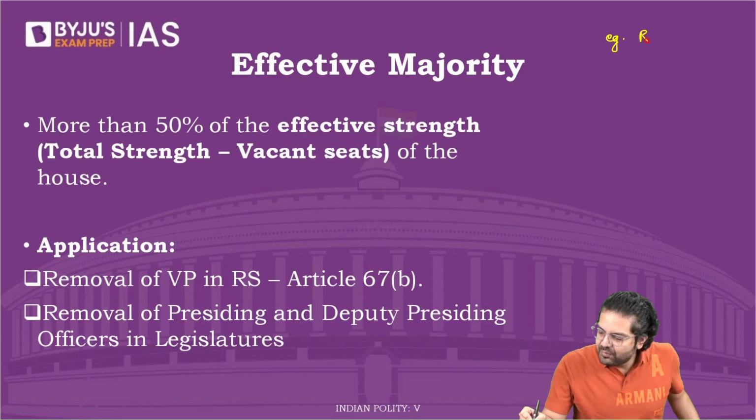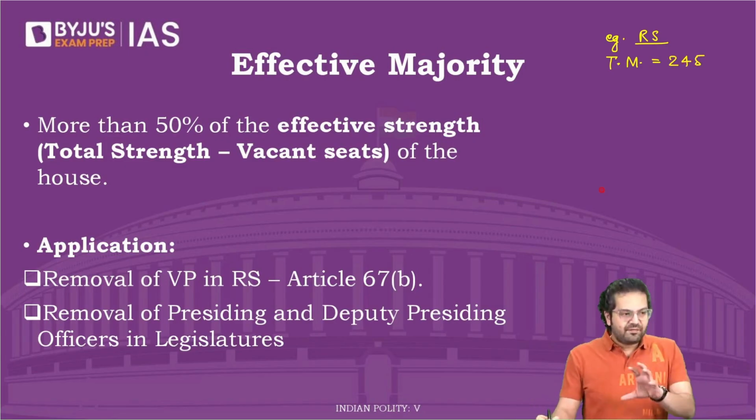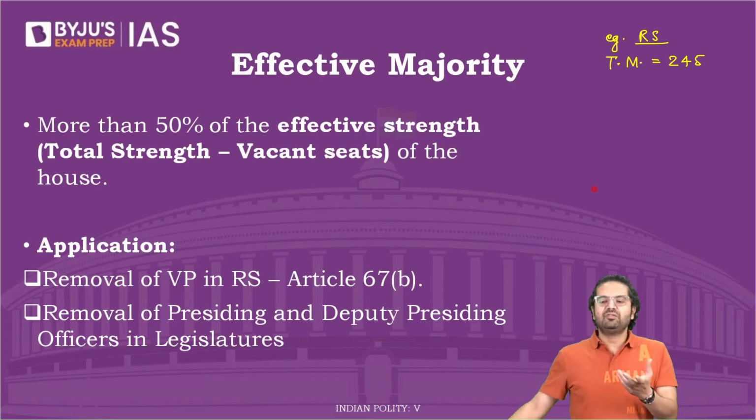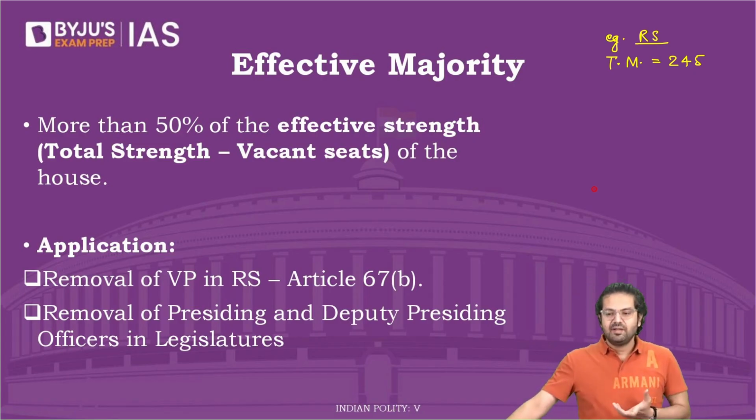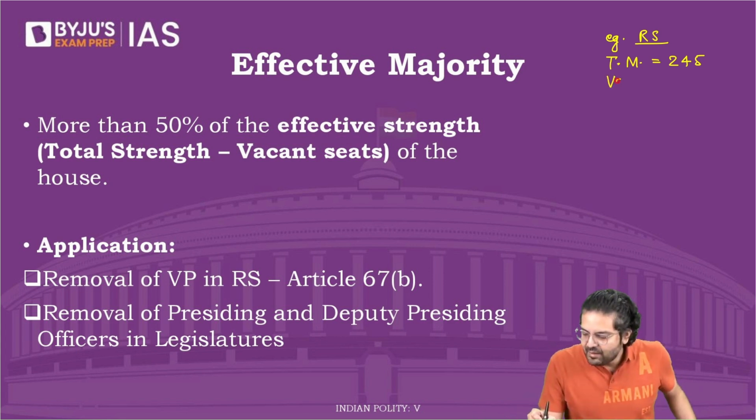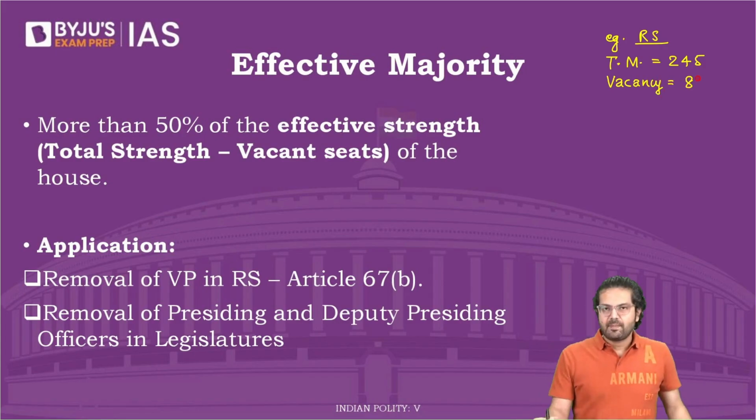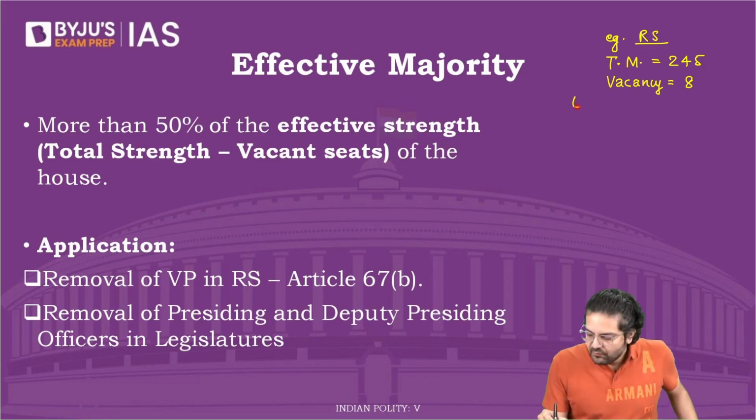Let's take the example of Rajya Sabha. The total membership of Rajya Sabha is 245. Let us assume, remember the assumption, some MPs of Rajya Sabha are going on a bus and 8 MPs are going and the bus crashes. All 8 MPs die, seat becomes vacant. So, what is the effective strength?